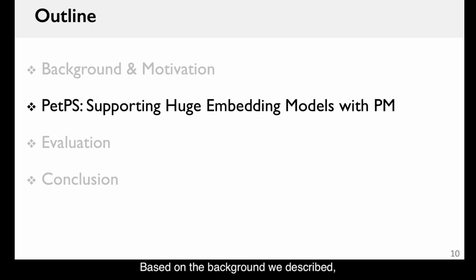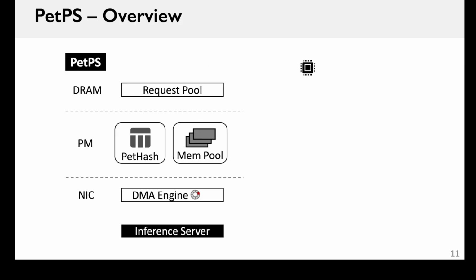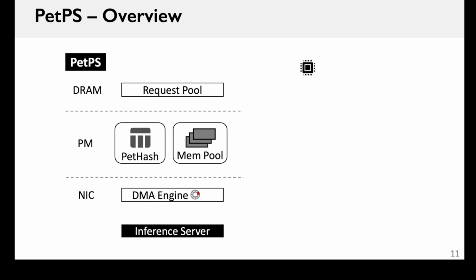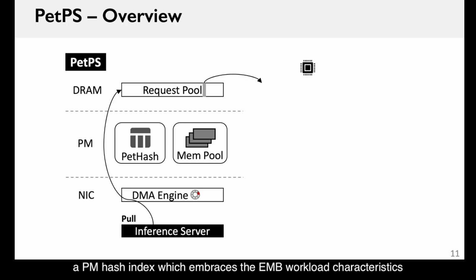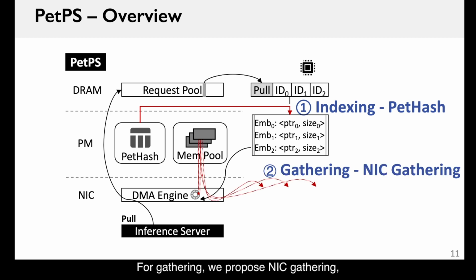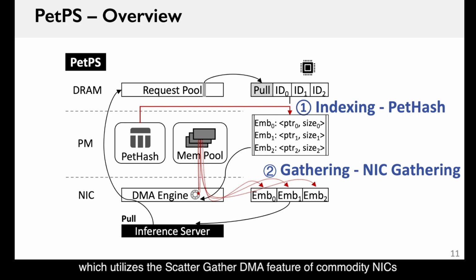Based on the background we described, we present our design of PM-based PS, PET-PS. PET-PS redesigns the indexing and gathering steps respectively. For indexing, we propose PET-hash, a PM hash index which leverages the embedding workload characteristics to minimize PM accesses to reduce the impact of PM high latency on PS performance. For gathering, we propose NIC gathering, which utilizes the scatter-gather DMA feature of commodity NICs to offload the CPU serialization process and reduce CPU bottleneck.